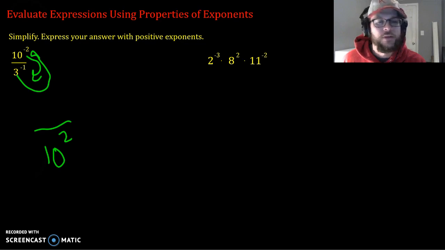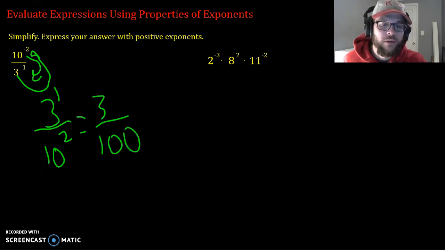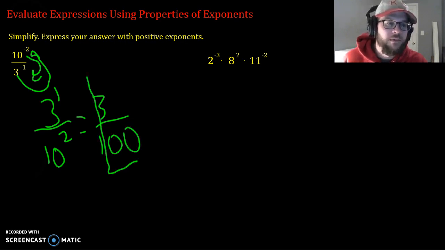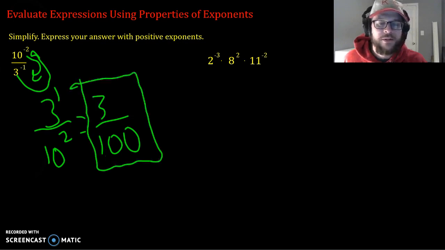Same thing with the 3 to the negative 1 power. We're going to move this to the new position, keeping the same base. And you could write 3 to the positive 1, but we also know that 3 to the 1 power is just 3. 10 squared is 100. Now, since we are given this in fraction form, we need to keep our simplified expression in that same fraction form.